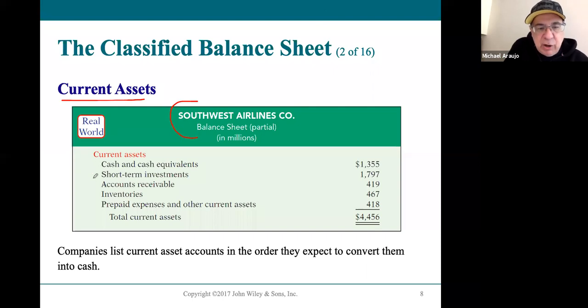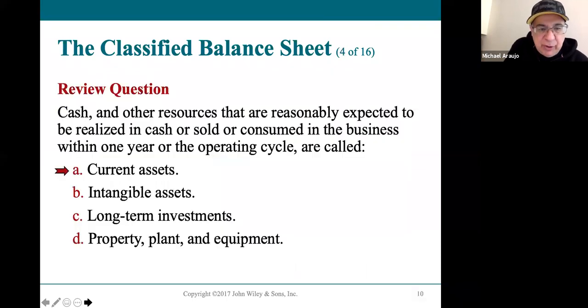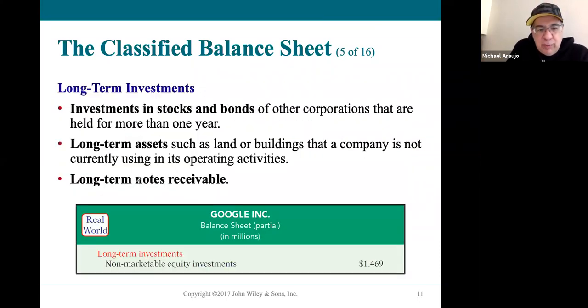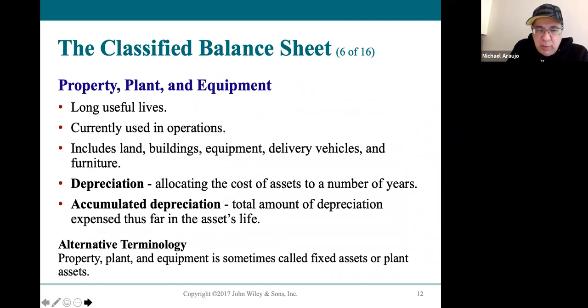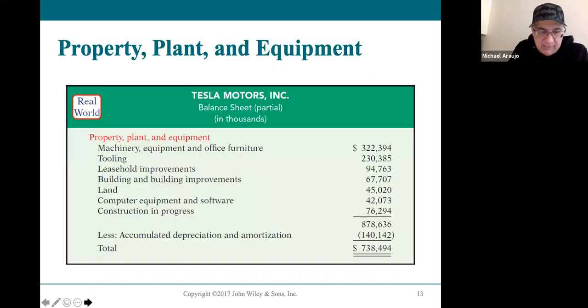So again, your current assets section is listed here for this particular company. These are just examples in your book. Long-term investments, they're not known. This is from Google. They have a little bit of long-term investments, whoopee ding. Property, plant, and equipment, again, it explains this idea. They have to be currently used in the operation of the business. They have very long, useful lives for the business. Like I said, if I'm buying a pizza oven, I'm going to be using that thing for 10, 15, 20 years. Okay. Here is a partial balance sheet showing property, plant, and equipment for Tesla.